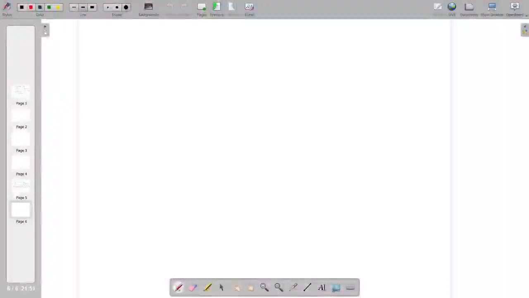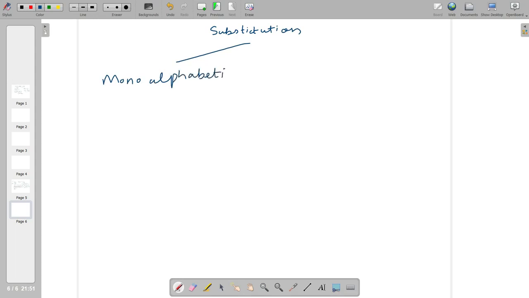So hello, now we are going to discuss substitution ciphers. There can be two types of substitution ciphers: monoalphabetic substitution cipher and polyalphabetic substitution cipher. So what is the difference between monoalphabetic and polyalphabetic substitution ciphers?